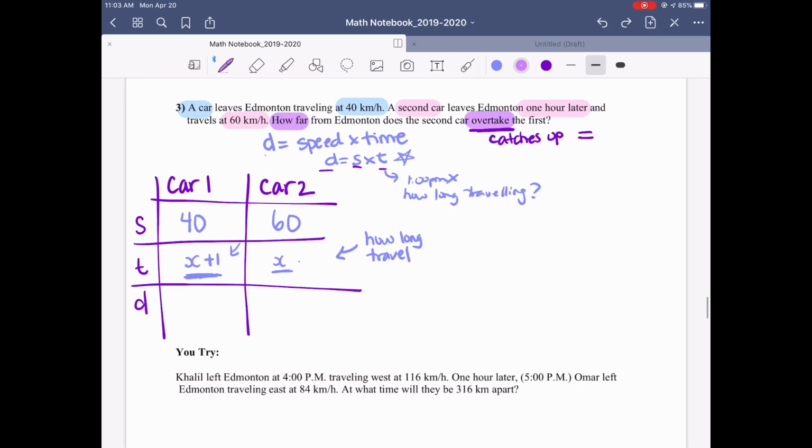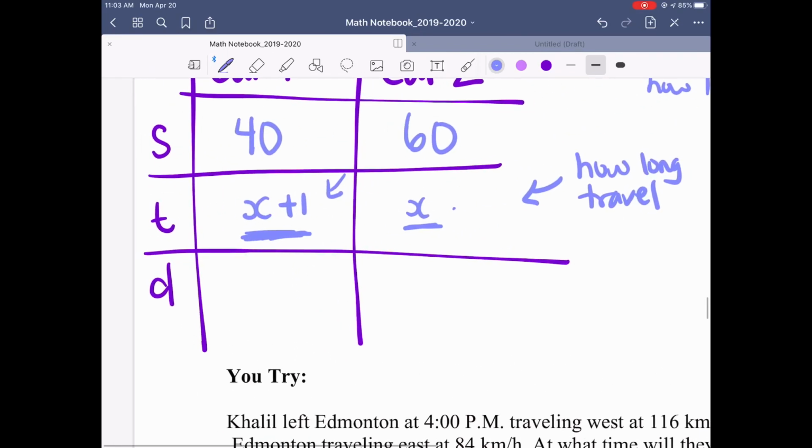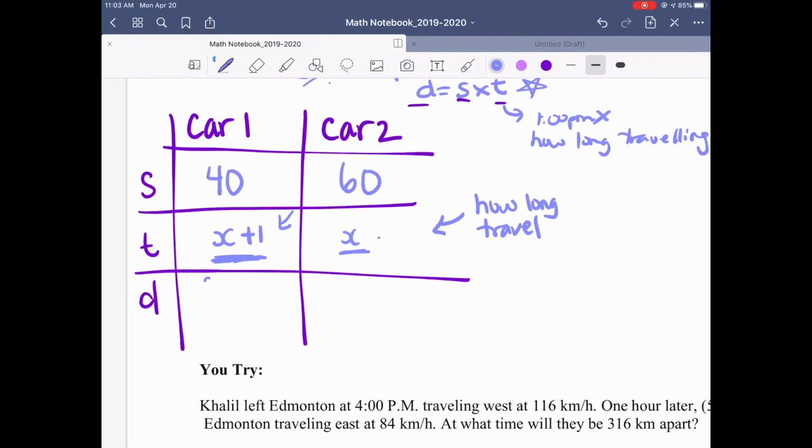Okay, the question asks how far away from Edmonton does the second car overtake the first one? So it's asking for the distance, okay? And we know from the formula that I gave you that distance is equal to speed times time. So for car 1, it's 40 times X plus 1, because it's the speed times the time.